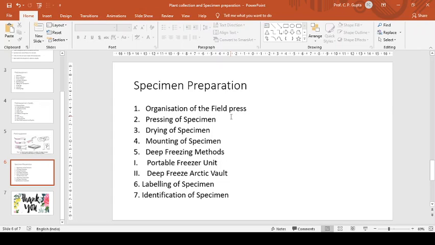Each sheet should contain a collector's number, which refers to the notes in the collector's field notebook. We can easily find the notes which were taken in the field while collecting the same plant.